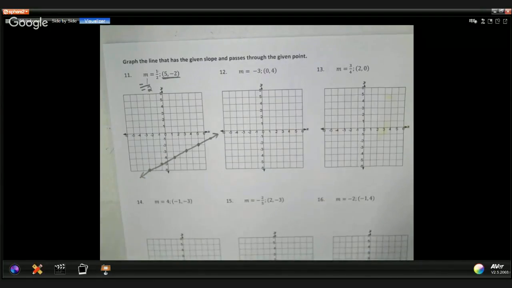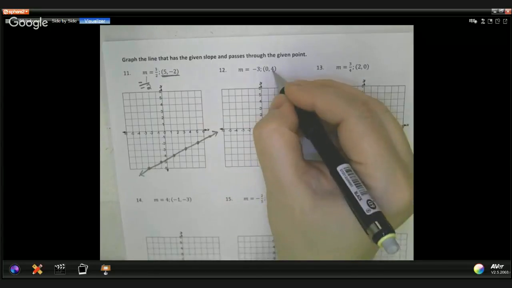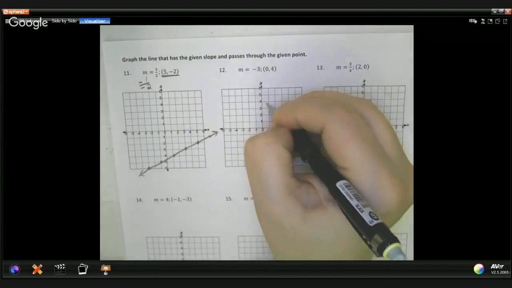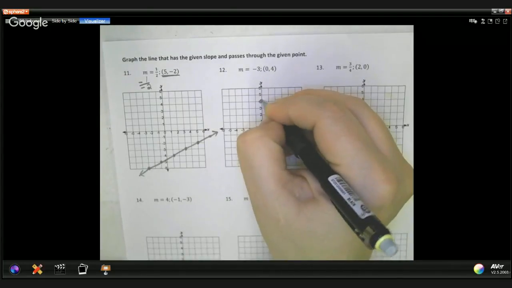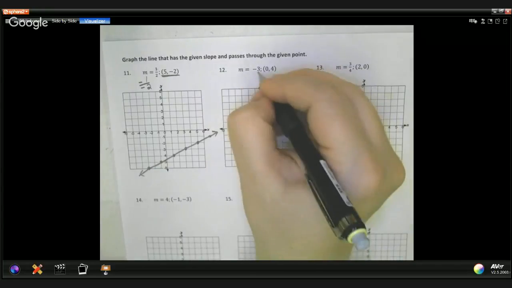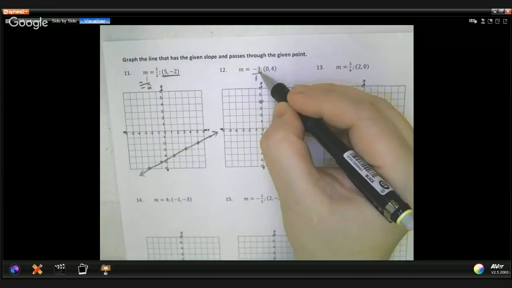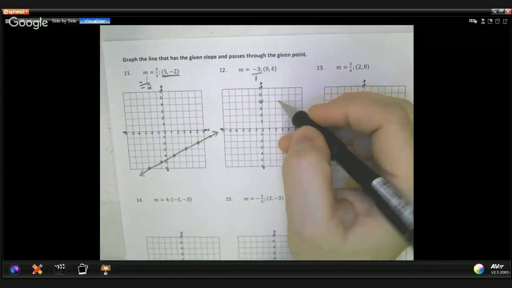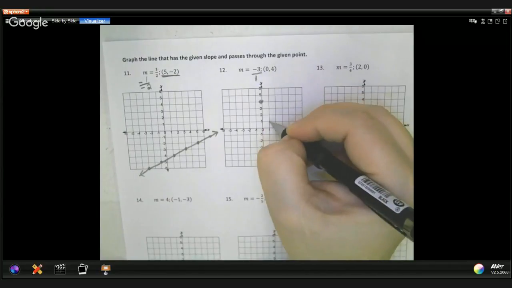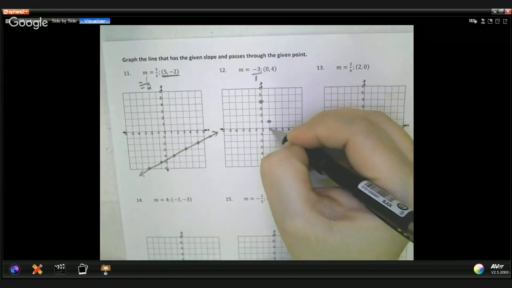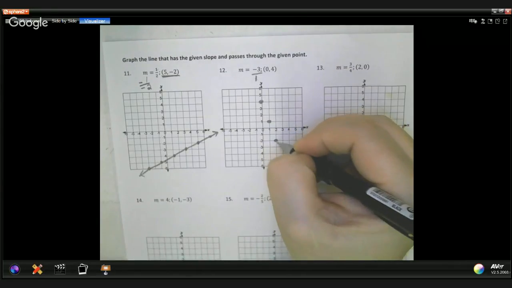All right, let's look at number 12. Number 12 is 0, 4. So I'm going to go 0, 4. And slope has to be a fraction, so I need to make this a fraction. So this tells me I'm going to go down 3 and to the right 1. So down 1, 2, 3 to the right 1. And I'm going to continue that pattern until I go off the grid.